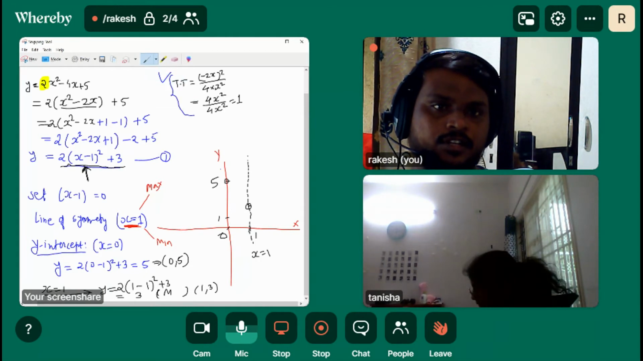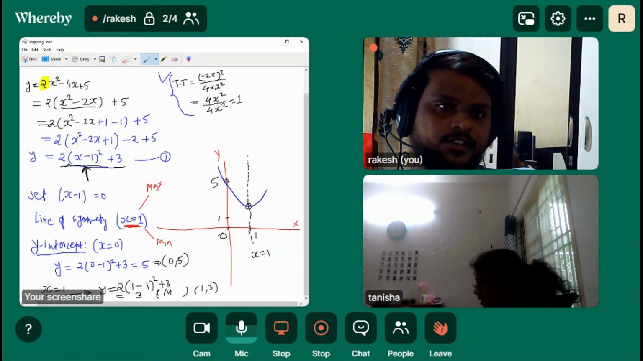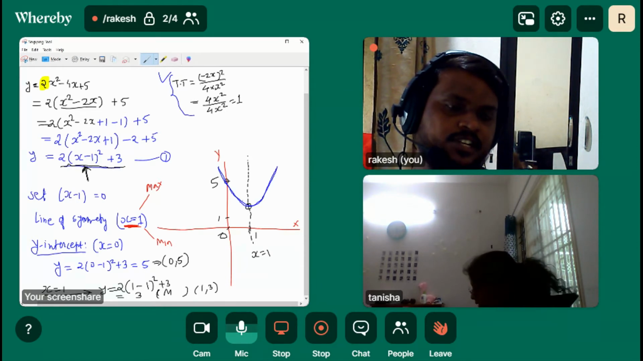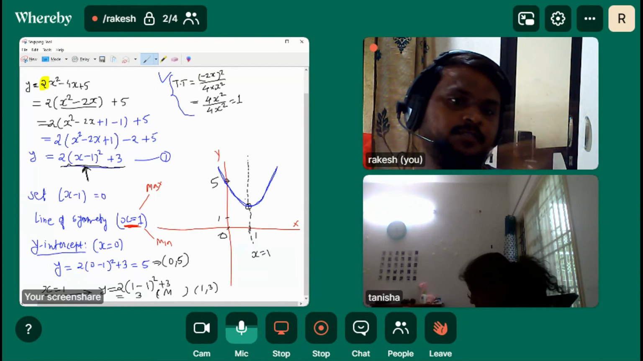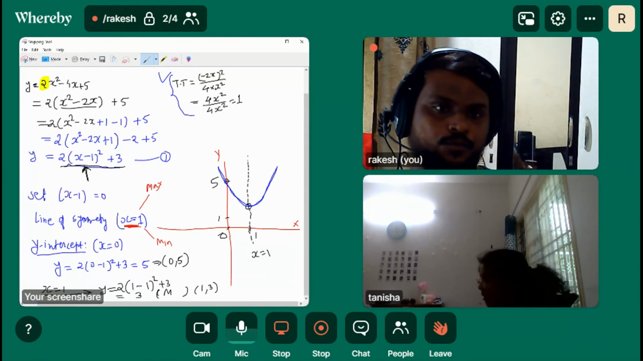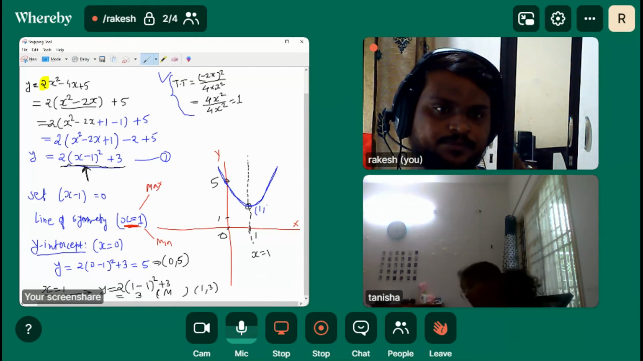Now we can draw the graph of this quadratic like this, okay? Because the nature of the quadratic equation is like this. The line of symmetry basically divides the parabola into equal halves, right? So like this, is this minimum or maximum?